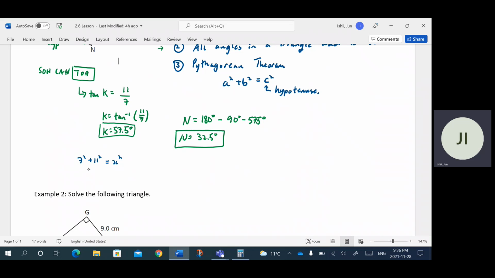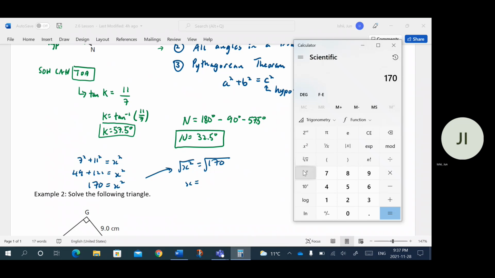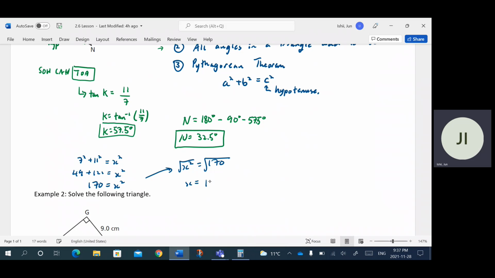All right, so 7 squared is 49. 11 squared is 121. If I add these together, that's 170 equal to x squared. So x squared equals 170. The opposite of squaring is the square root, so I'm going to square root both sides. And as a result, x is going to equal the square root of 170, which is 13.0 centimeters. All right, so that would be the length of the hypotenuse.